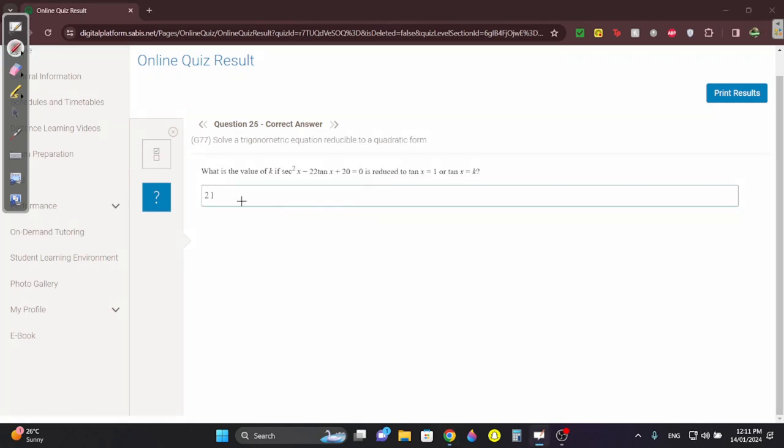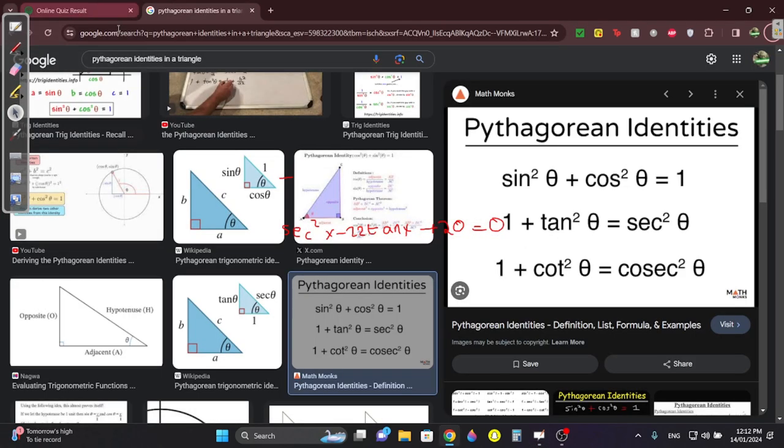This is the same one as last week. Secant squared x, I'm going to write it down to make it simpler. Secant squared x minus 22 tan x plus 20 equals 0. I will show you, you have to remember the trigonometric Pythagorean identities. Let me get them. Yeah, it's these ones. Remember sine squared plus cosine squared equals 1, and secant squared equals 1 plus tan squared, and cosecant squared equals 1 plus cotangent squared.